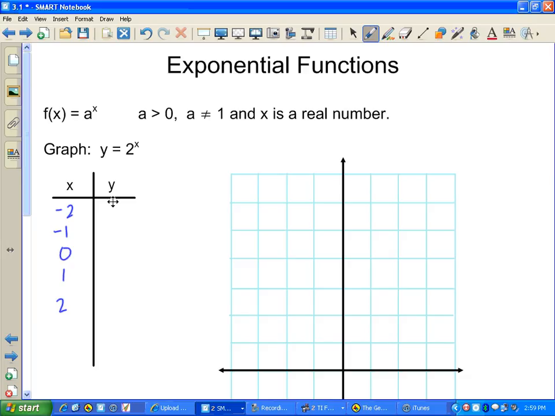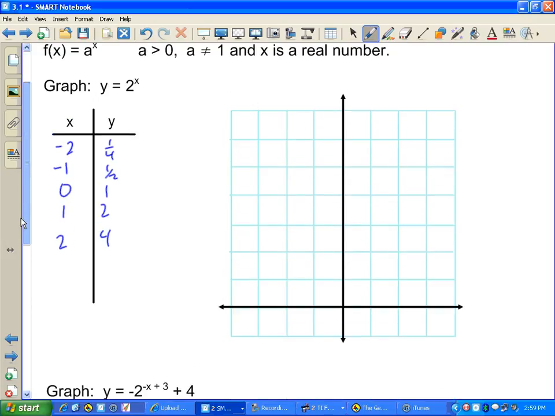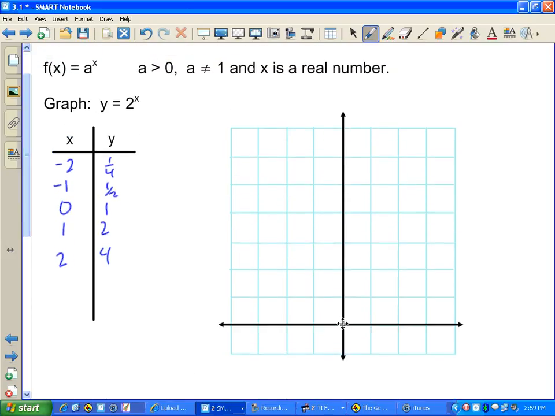So 2 to the negative 2 is 1/4, 2 to the negative 1 is 1/2, 2 to the 0 is 1, 2 to the 1 is 2, 2 to the 2 is 4. Okay, so here's going to be my base function. So we're going to go back 2, up 1/4, back 1, up 1/2, back none, up 1, over 1 up 2, over 2 up 4.